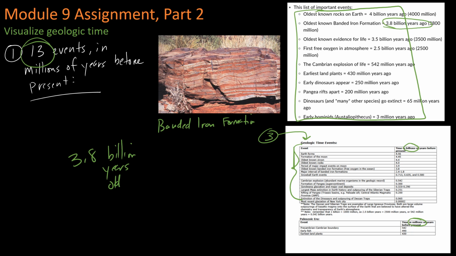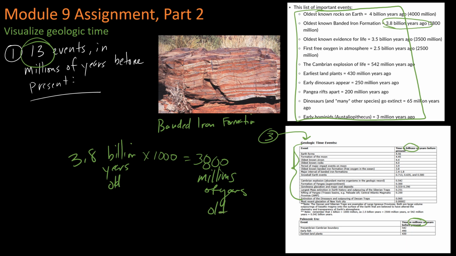So we need all of our ages in millions of years for the rest of this exercise. So the first thing you need to do, if you select any from this part of the table, you just need to take that number, multiply by 1,000, and that'll give you the equivalent age in millions of years.